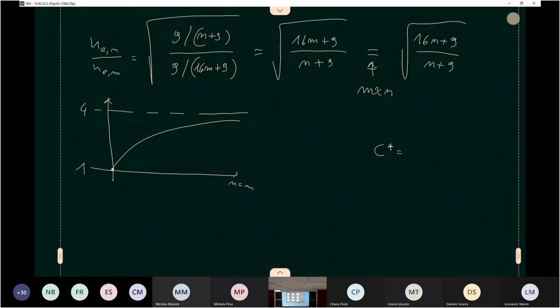is a square root of RTC over M1 over capital gamma. So you see that except for the role of gamma, we see that C star should be proportional to the square root of temperature over the molar mass. And so we can expect that if we fix the temperature, the only player besides gamma is the molar mass. And we can get the same result looking at the value of m.